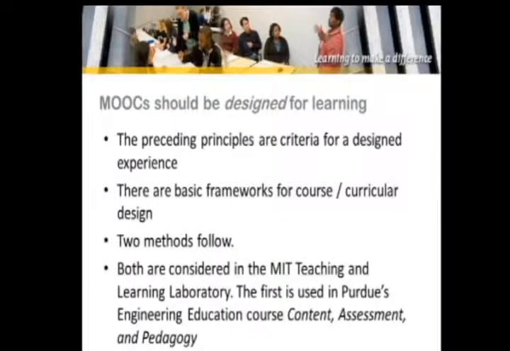So MOOCs then are a designed thing. And when I talk to engineers, of course, that has some overtones, right? There are some things that means. And we've just talked about criteria for design. So there are frameworks for course and curricular design, fortunately, right? We don't have to do this all ourselves.